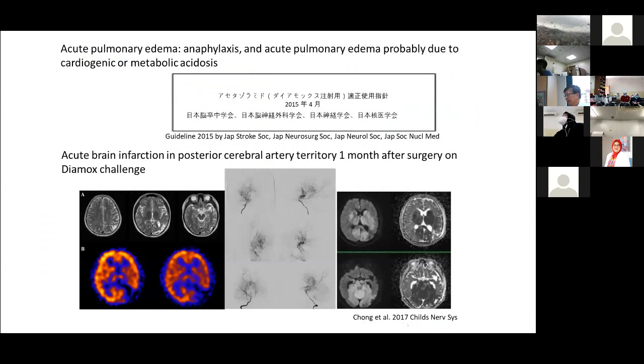Chong et al., 2017, Child's Nervous System. In the conclusion, they said they are not going to do the Diamox SPECT in children anymore, and they are going to do just a resting state perfusion MRI. If perfusion MRI does not give us sufficient information, it's okay. Why? Because in every patient, the surgery has been proven to be effective in terms of the clinical outcome and also the quantitative Diamox SPECT study. There is a conclusion.